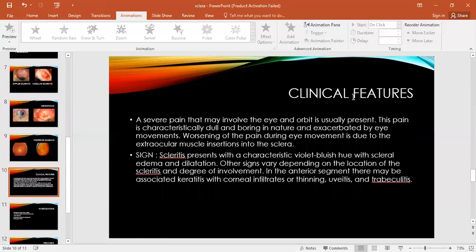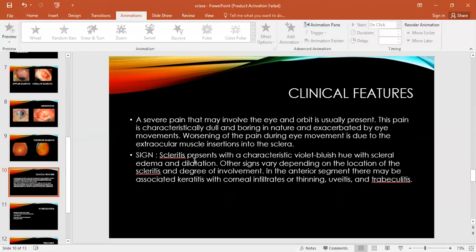Now I come to the clinical features. First is severe pain that involves the eye and the orbit, which is usually present. The pain is dull and boring in nature, and it is exacerbated by eye movements. The worsening of pain during eye movement is because the extraocular muscles insert into the sclera.